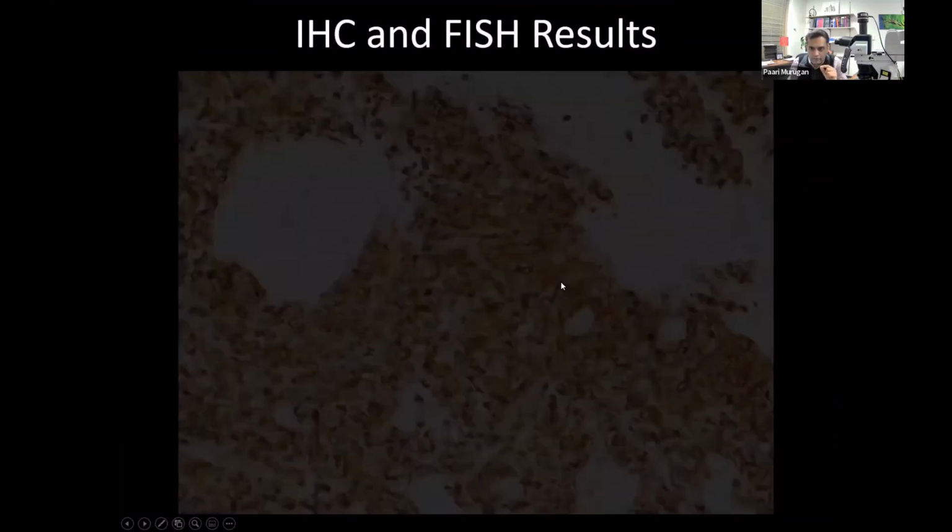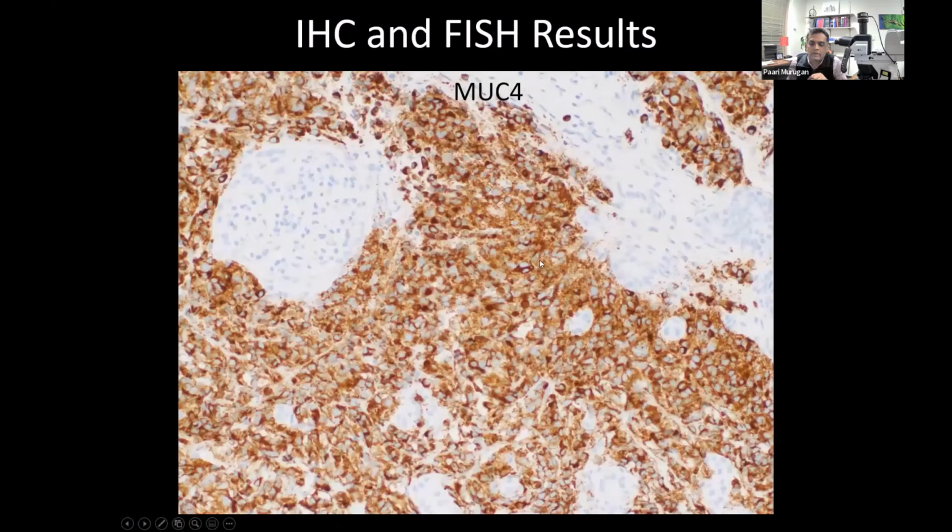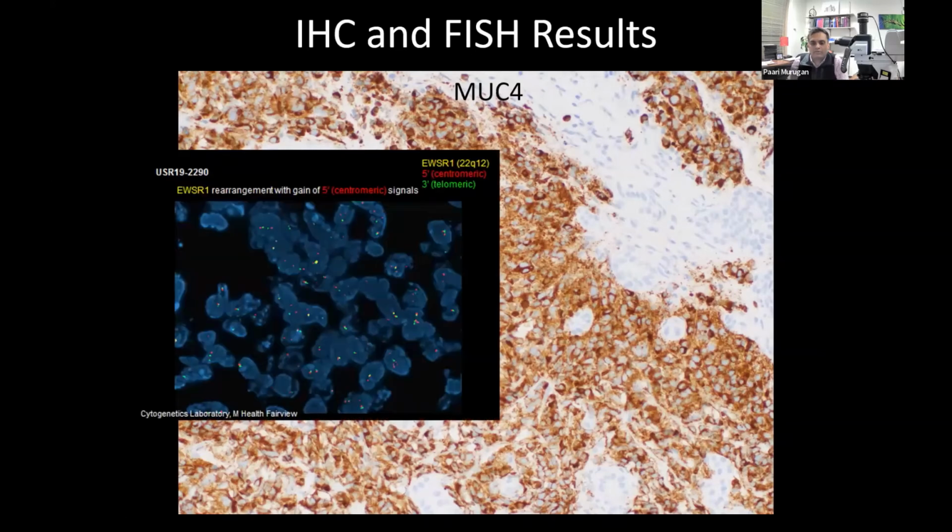So IHC was done after this information was obtained. And of course, as expected, you can see a dramatic MUC4 reactivity in the small round blue cells that were infiltrating in the kidney, further tying together the leg mass that the patient had 7 years ago to the renal mass that she presents with right now.